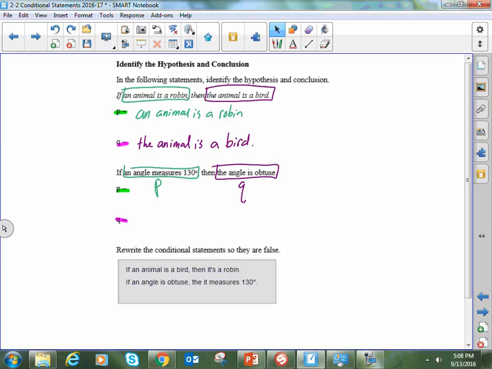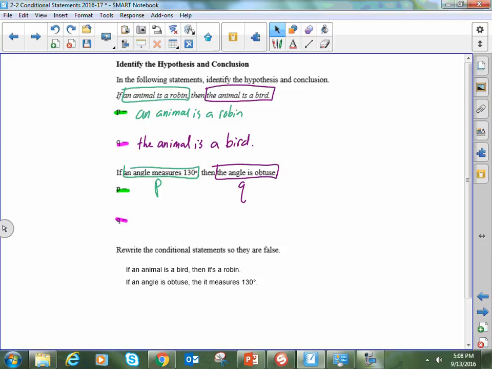I took the two statements that we had, and all I did is I reversed the order of the hypothesis and conclusion. So I said if an animal is a bird, then it's a robin. Well, that's clearly false because there's lots of animals that are birds, and they're not all robins. And the other one, same thing.